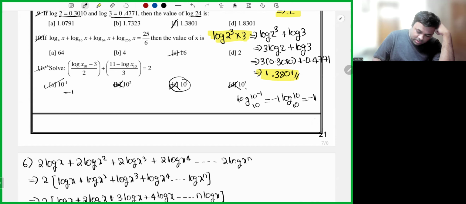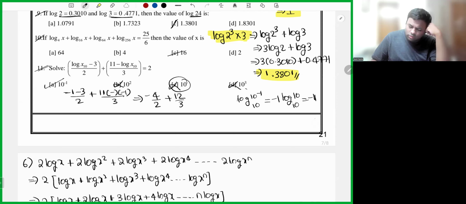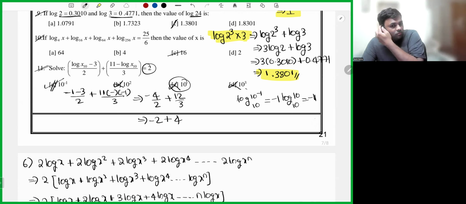Minus 1 minus 3 by 2 plus 11 minus of minus 1 divided by 3. Minus 4 by 2 plus 12 by 3. What is minus 4 by 2? Minus 2. 12 by 3, 4. 4 minus 2 is 2. So option verification, what is the answer? Option A is the answer. I hope it's fine, everybody.